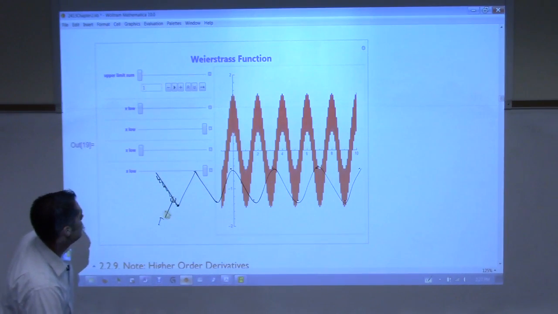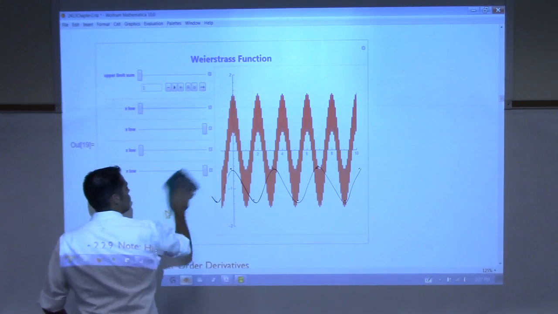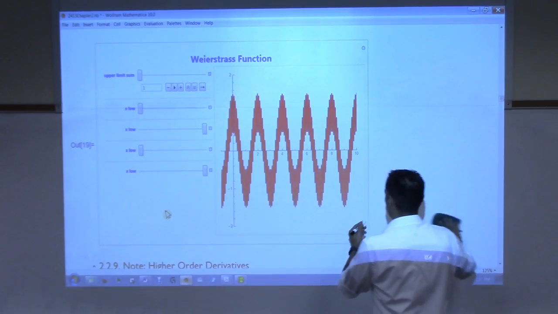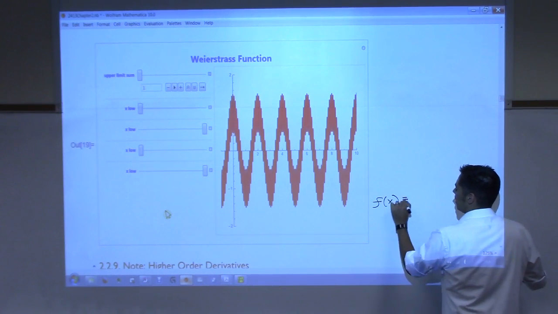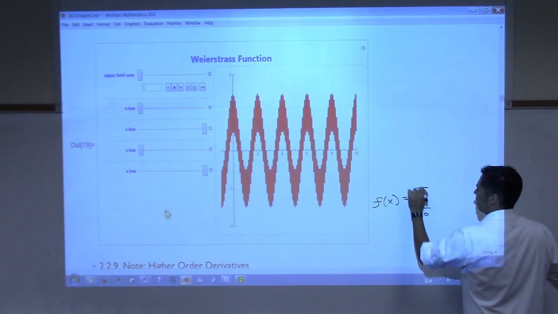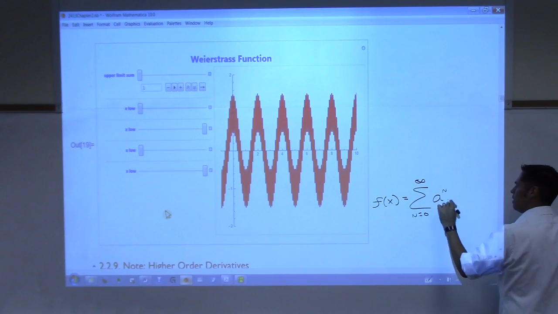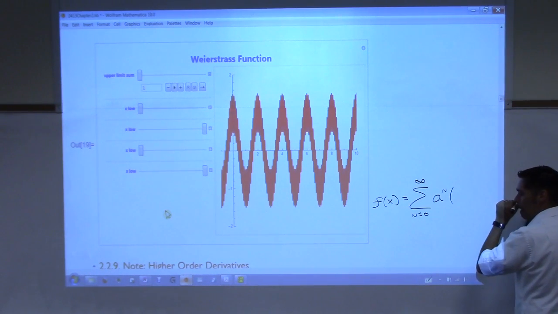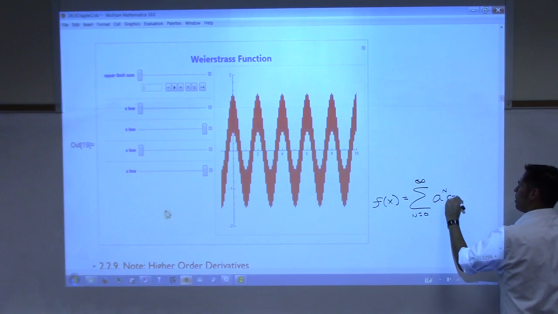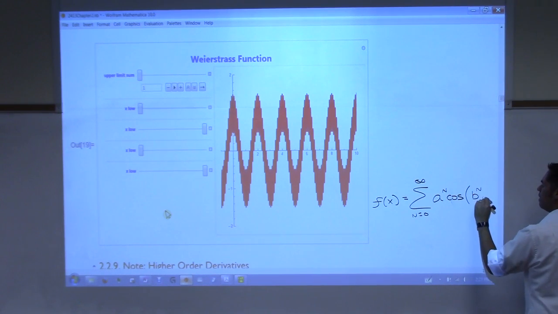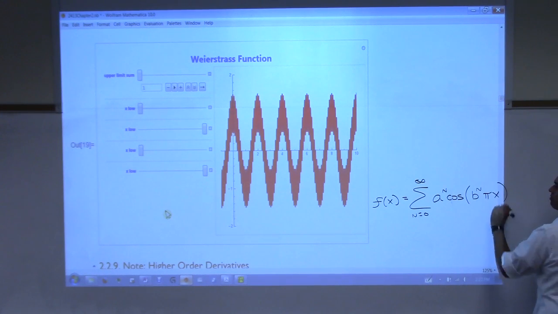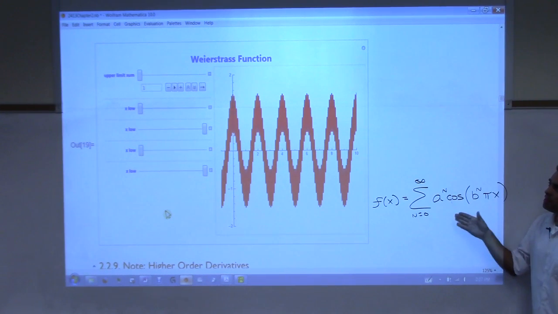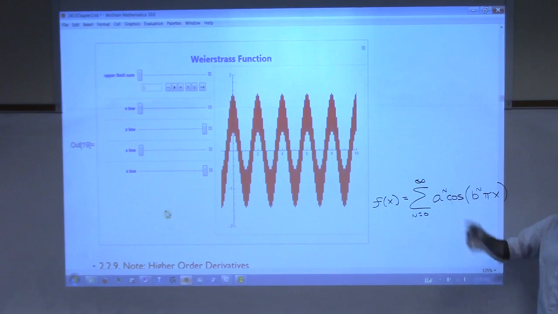It's not in your notes, but there it is. What does it look like? What is the function itself? The function itself is f of x is equal to the infinite summation of a to the n, cosine of b to the n times pi x, right there. It is an infinite summation of cosine functions. Now there are some conditions that we have to have on a and b for this to work, but if you were to be able to graph this, this is what it would look like.